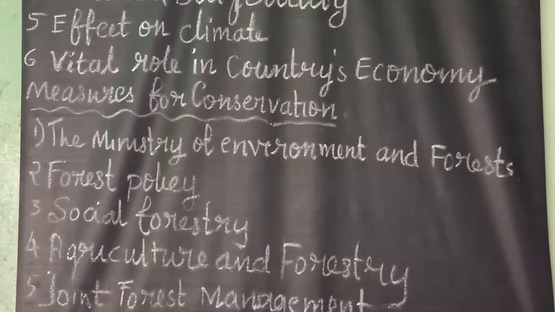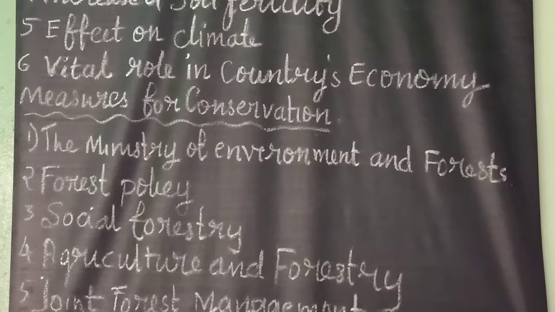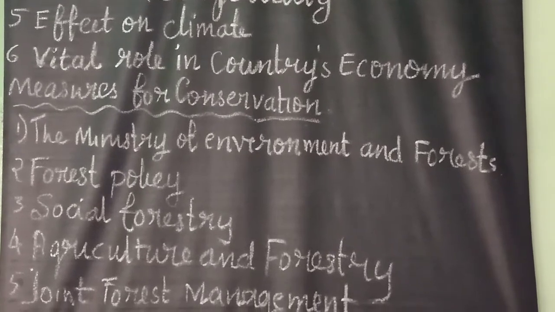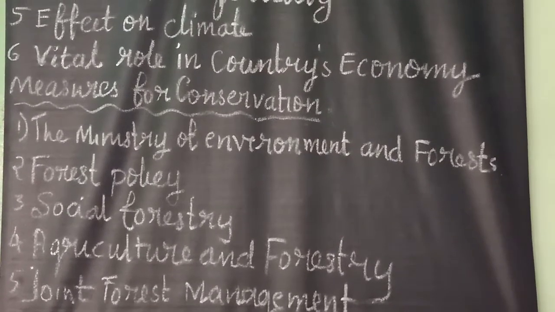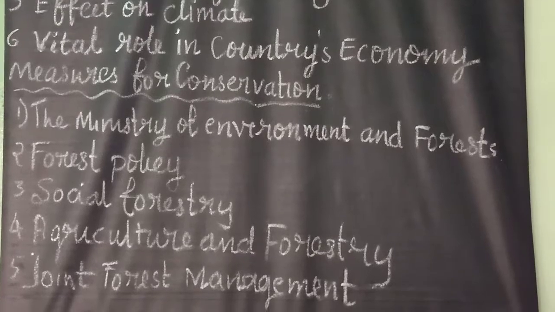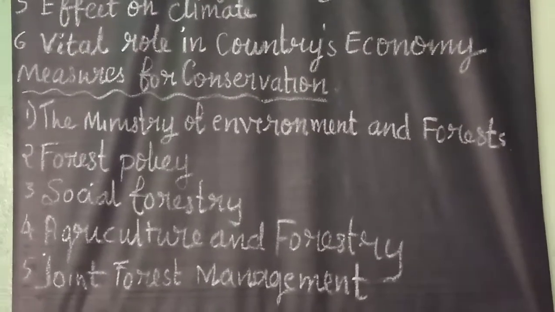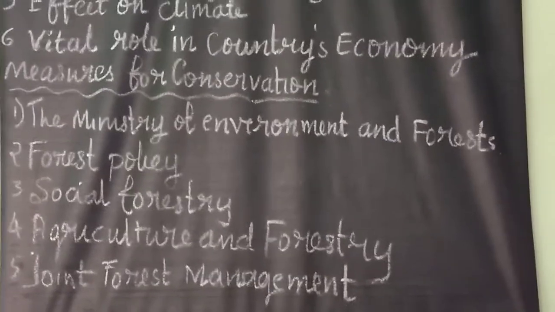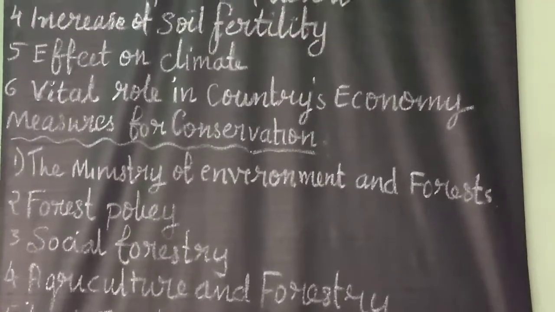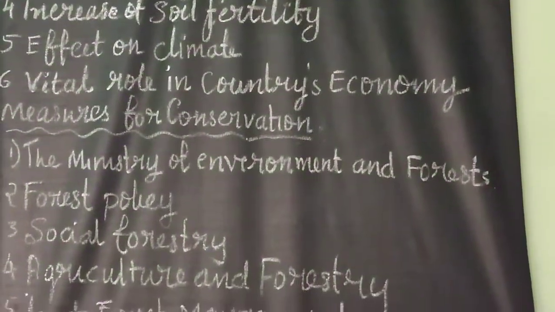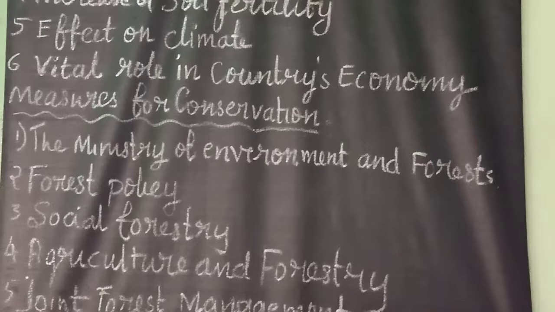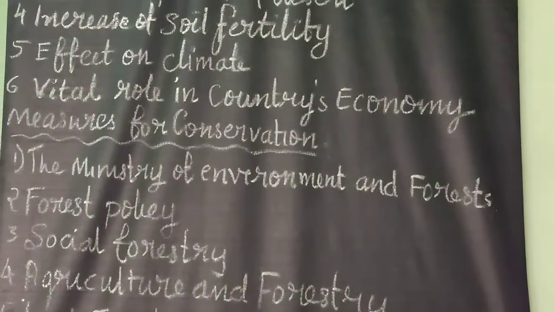Because of the demand for forest products and for cultivation purposes, people are clearing the forest area. Then deforestation is taking place continuously. Overgrazing, urbanization and industrialization, and increase in population: because of all these reasons, forest cover in India is shrinking.